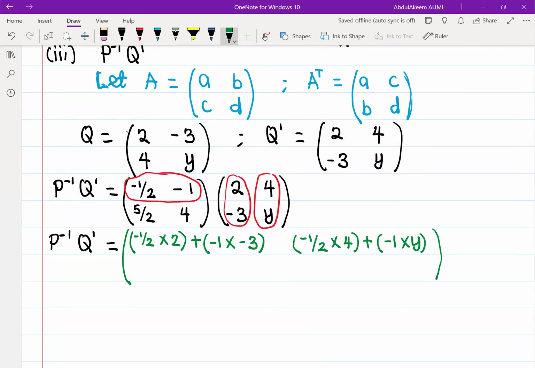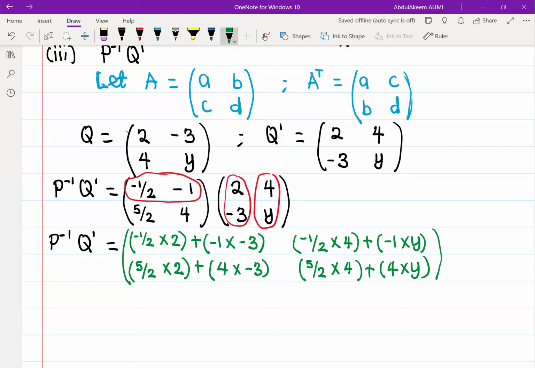So what do we have next here now? What do we do next here? We apply it for the next one too. So what do we have here now? This will now become 5 over 2 times 2 plus 4 times minus 3. Same thing here, that will become 5 over 2 times 4 plus 4 times y.